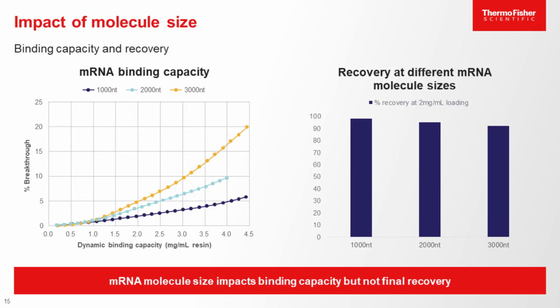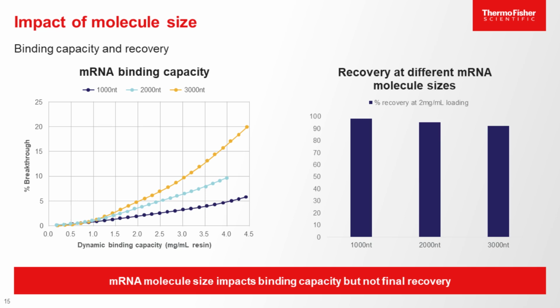This slide summarizes the impact of mRNA size on binding capacity and recovery. For a 1,000 nucleotide mRNA, a binding capacity of 4.5 mg per ml is observed at 5% breakthrough. However, a 4 mg per ml of resin binding capacity is observed at 10% breakthrough for a 2,000 nucleotide size mRNA. For a 3,000 nucleotide mRNA molecule, you could obtain a 3 mg per ml resin binding capacity at 10% breakthrough.